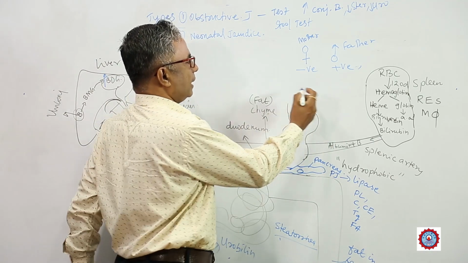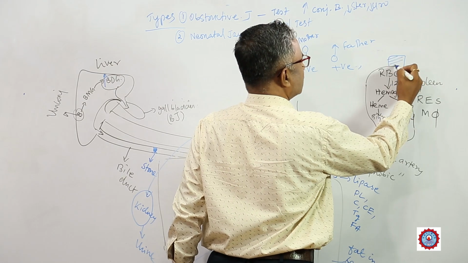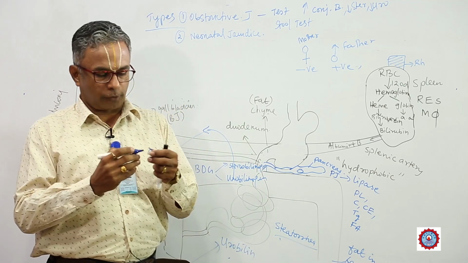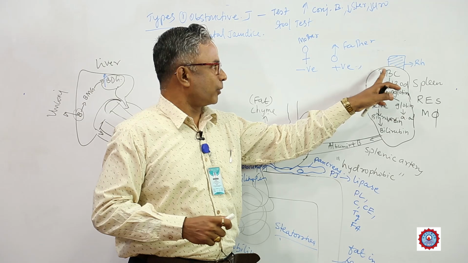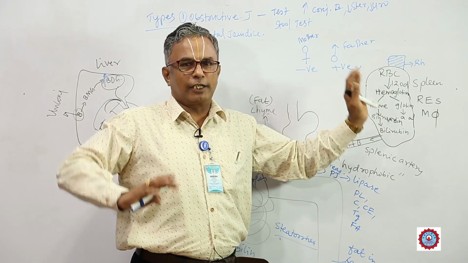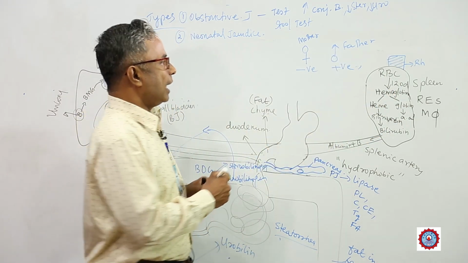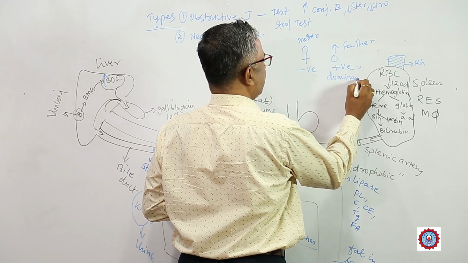It means that the RBC contains a protein called RH protein, rhesus factor protein. If the protein is present, it is positive. If the protein is absent, we call it negative. That is the fundamental difference between the two blood groups, negative blood group and positive blood group. And positive is a dominant trait. What do you mean by dominant trait?